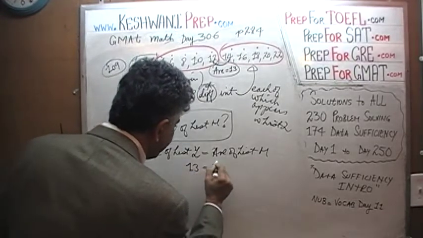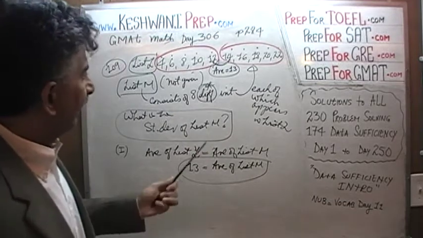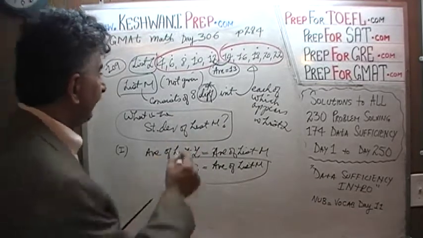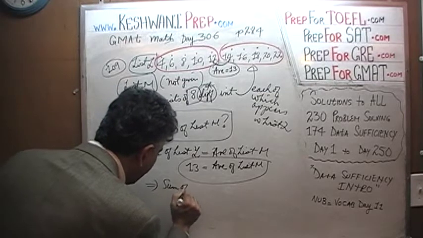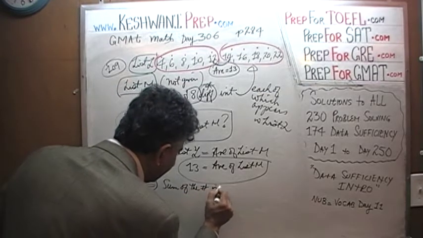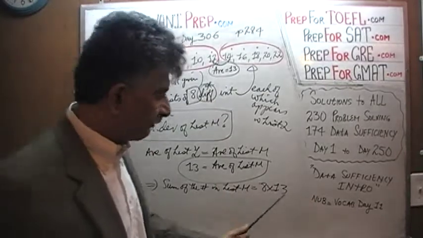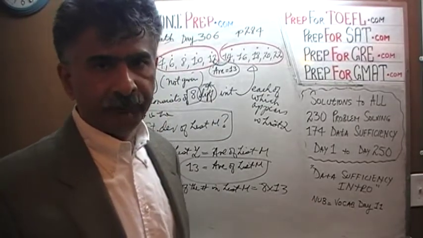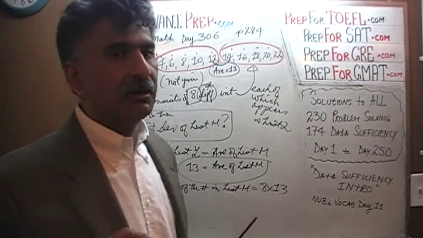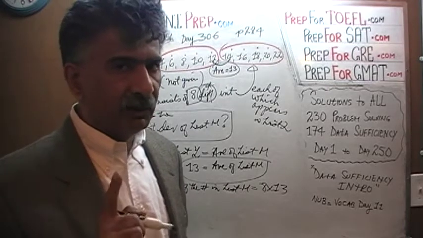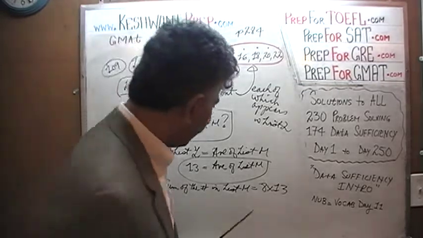Which means that the average of list M also has to be 13. But list M, we are told, has 8 different numbers. So that implies that the sum of the numbers in list M must be 8 times 13. Okay, pay attention and keep listening. How much is 8 times 13? Well, I don't go around memorizing 8 times 13. I know 8 times 10. That I do know. 8 times 10 is 80. And I know 3 times 8 is 24. 24 plus 80 is 104. It's 104.